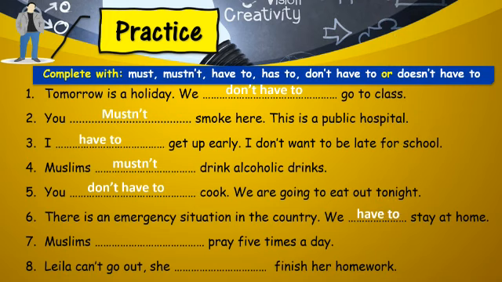Sentence 7. Muslims pray 5 times a day. Muslims must pray 5 times a day. And the last sentence says, Layla can't go out. Layla cannot go out. Why? It's because she has to finish her homework. She's obliged to finish her homework. It's necessary for her to finish her homework.